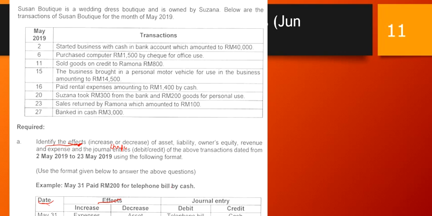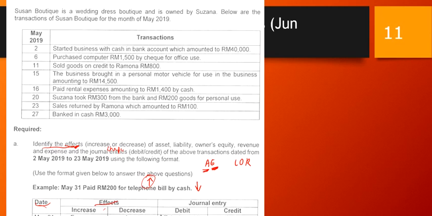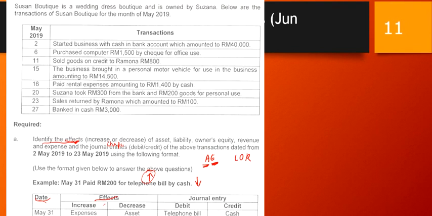Paid 200. Bila paid, apa yang increase, apa yang decrease? Cash decrease. By cash kan, so cash decrease. Apa yang increase? Telephone bill lah. Telephone bill increase. So telephone bill ni apa? Asset, expenses, liability, owner's equity or revenue. Telephone bill is your expenses. Cash is your asset. So that's why effect dia increase in expenses, decrease in asset. Okay.